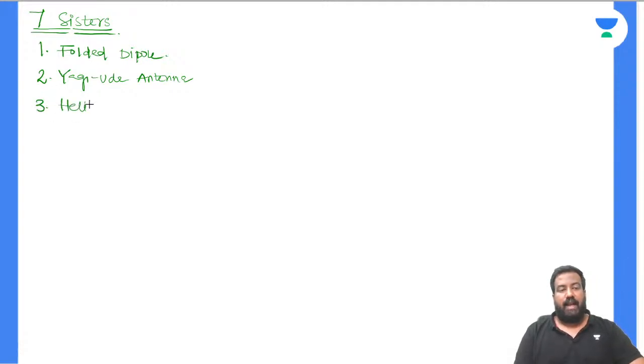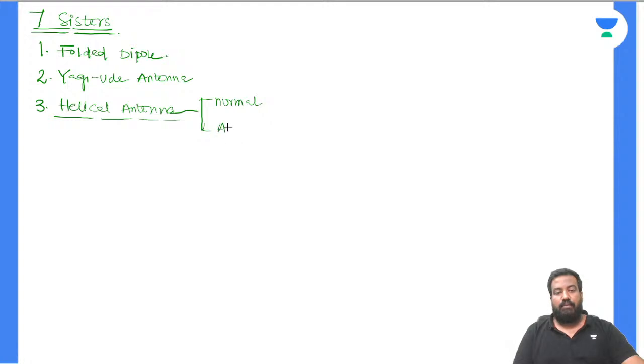Let's see the helical antenna, the most popular antenna for circular polarization used in space propagation. We discussed the helical antenna and the modes of propagation, mainly normal mode and axial mode.